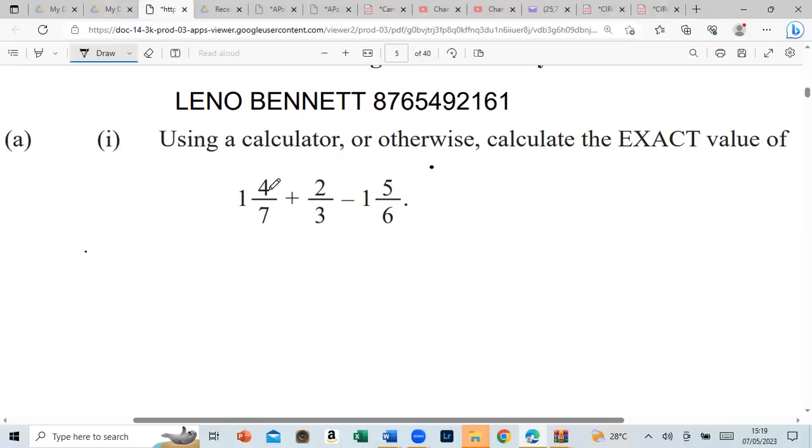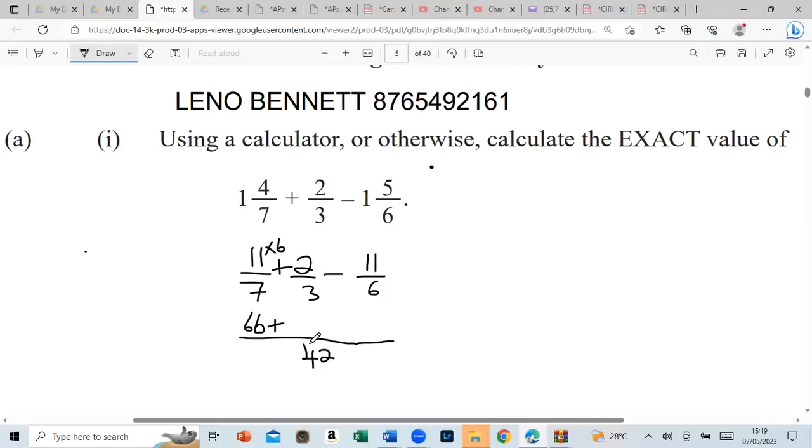So 1 and 7 plus 4 11 over 7, plus 2 thirds. I'm just going to do one thing because we can convert 1 and 5 6ths to 11 over 6. Find our LCM because we're adding and subtracting. Same way we did, right? Which is 42. 7 times 6 is 42. So we multiply 11 times 6, which gives us 66.